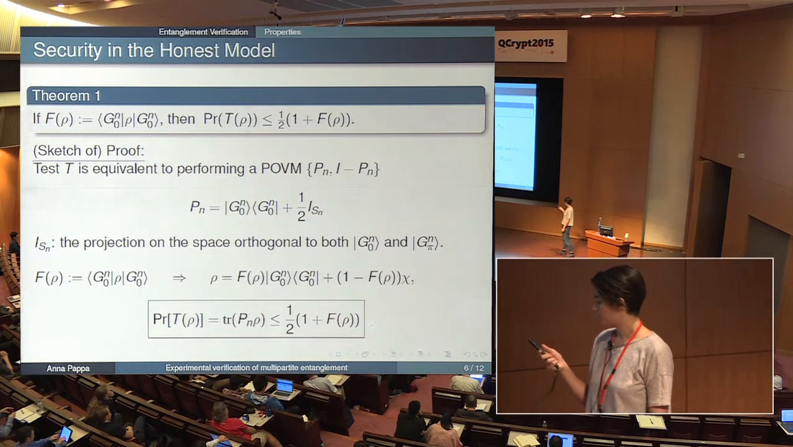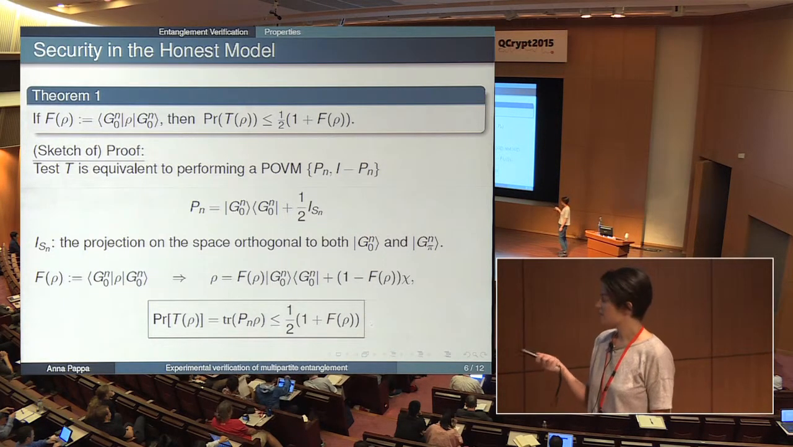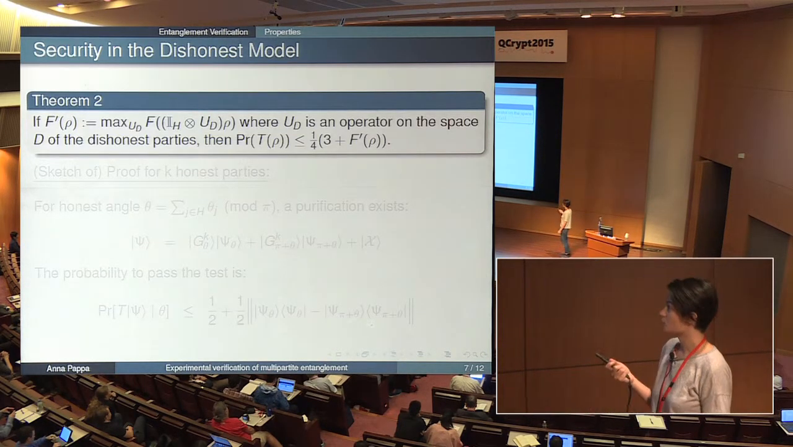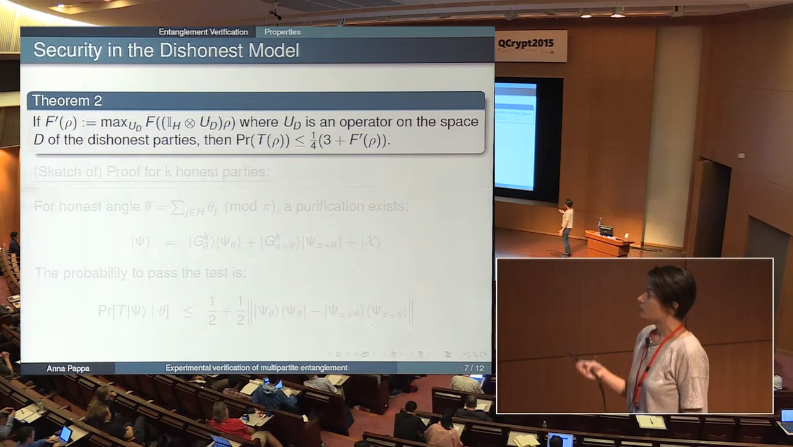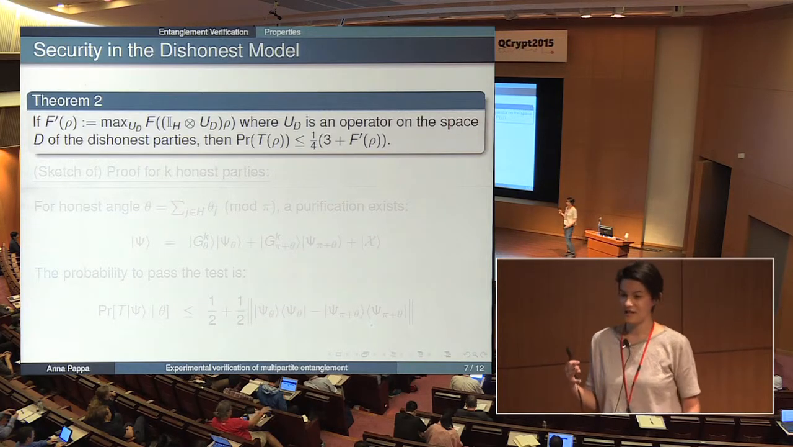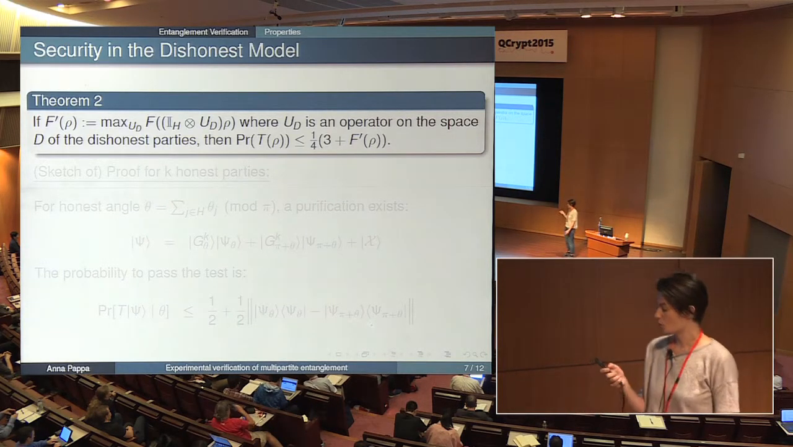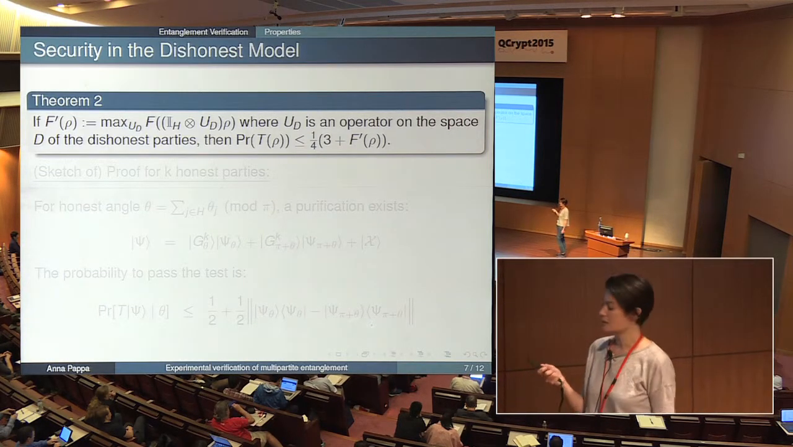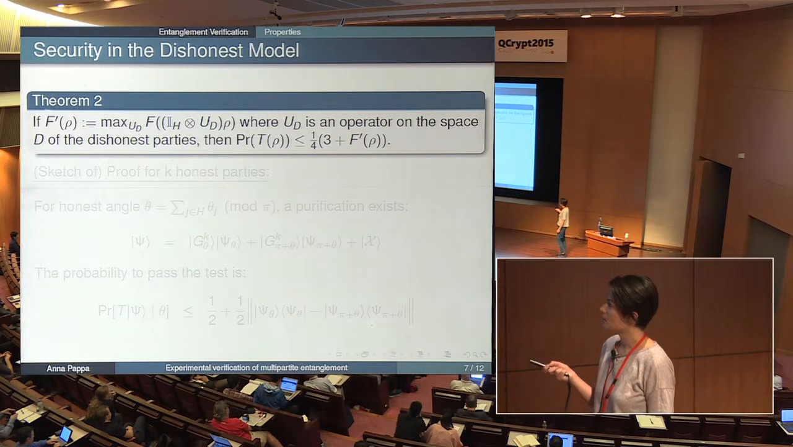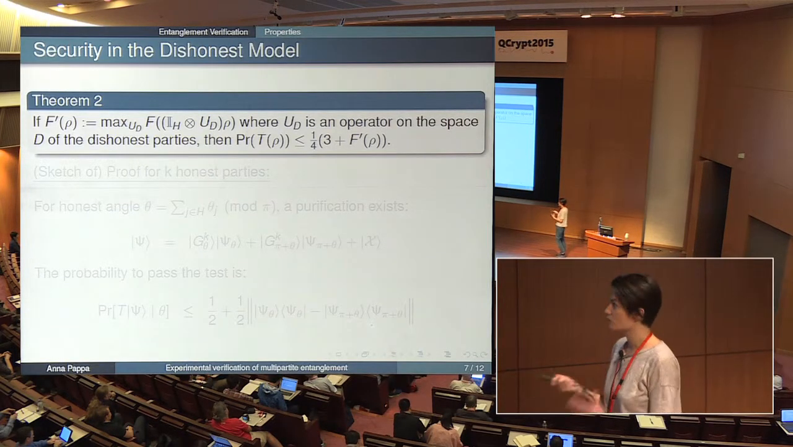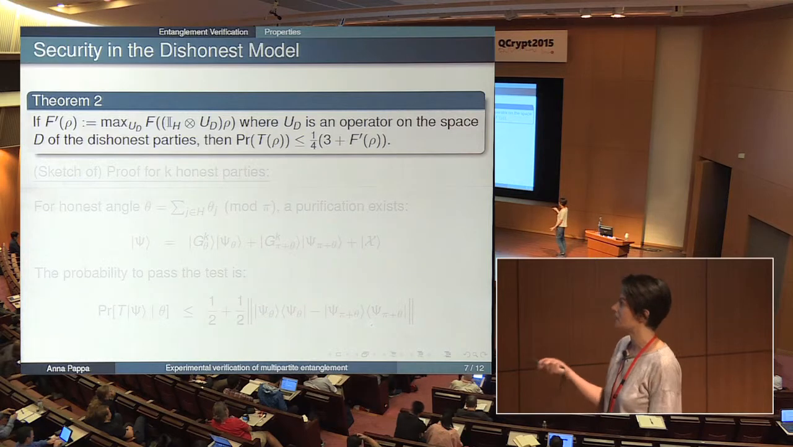So this is in the case where all the parties are doing what they're supposed to do. They're measuring the state with the correct measurements. Now, what is happening when some of the parties are not doing what they're supposed to do? What if we allow some of the parties to do some operation on their space in order to bring that state as close as they can to the GHZ? So we need to consider a maximized fidelity, which is going to be this phi prime, where we allow the dishonest parties to do an operation in their space and bring this state as close as they can to the GHZ in order to maximize their probability of passing the test.